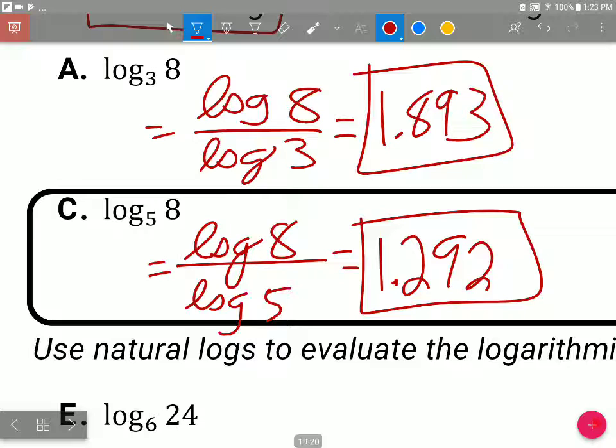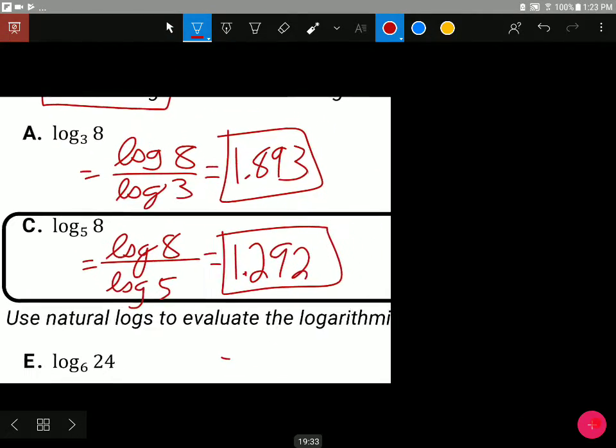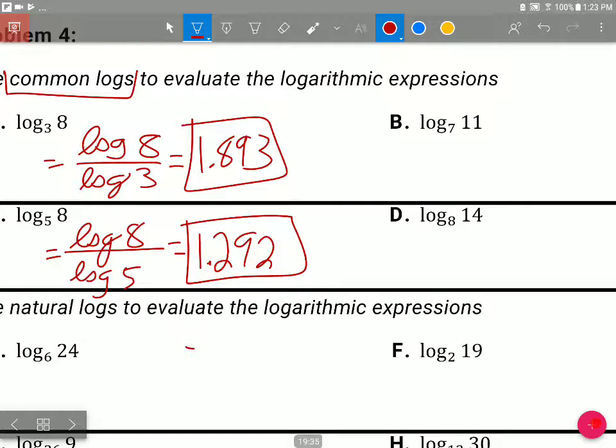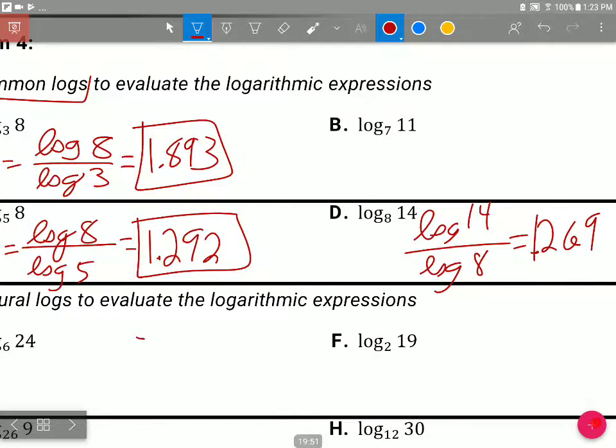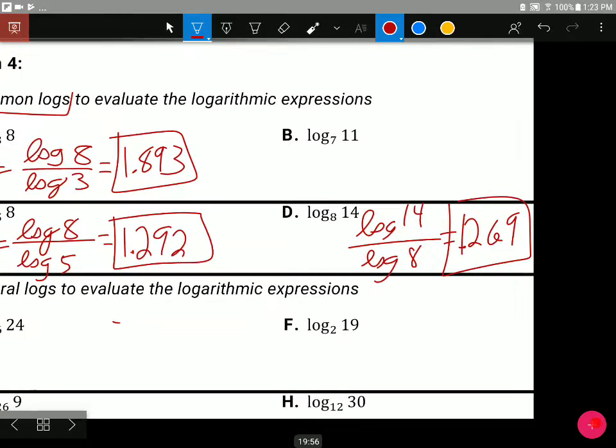Just so we're all on the same page, so do letter D real fast. We want to make sure we're not making any silly mistakes. 1.269. Here we go. You're right. Log 14 over log 8. 1.269. I got it. Let me zoom in a little bit, clean this up.